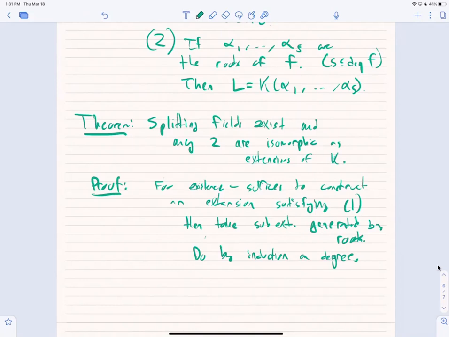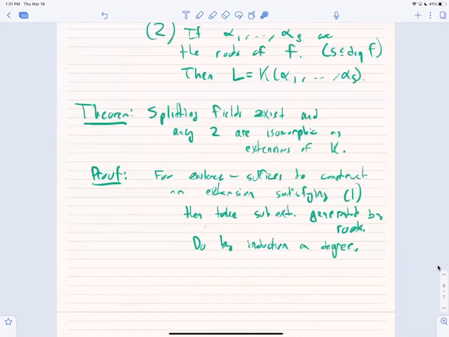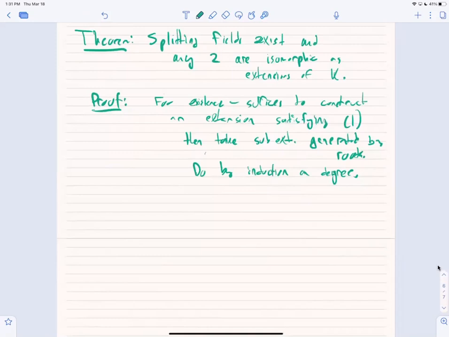And then similarly, for saying that they're unique up to isomorphism, that there's an isomorphism of these extensions of K, you again use that if you add any single root, you get isomorphic extensions, and then you just bootstrap up from that. So you have to bootstrap up in the same way. Okay, so that's the result.